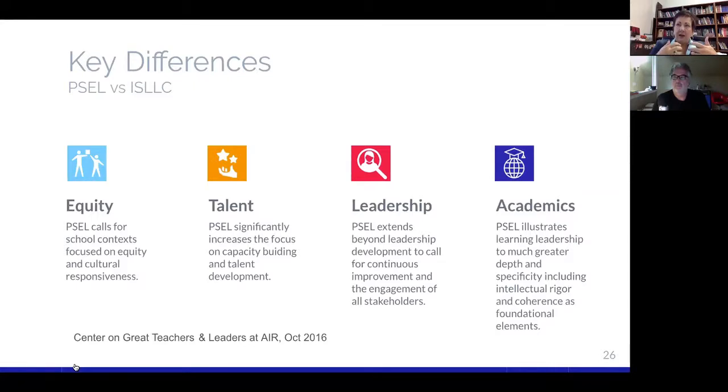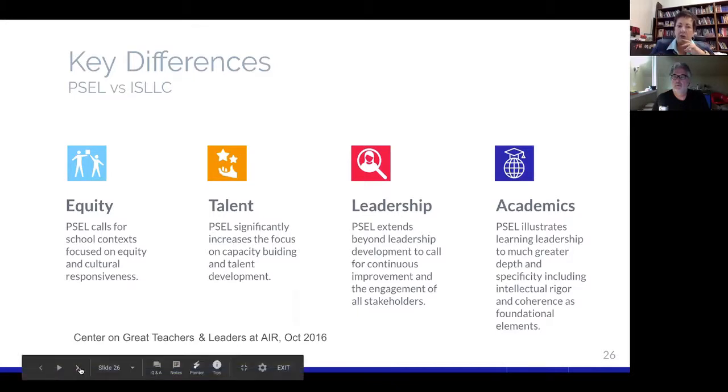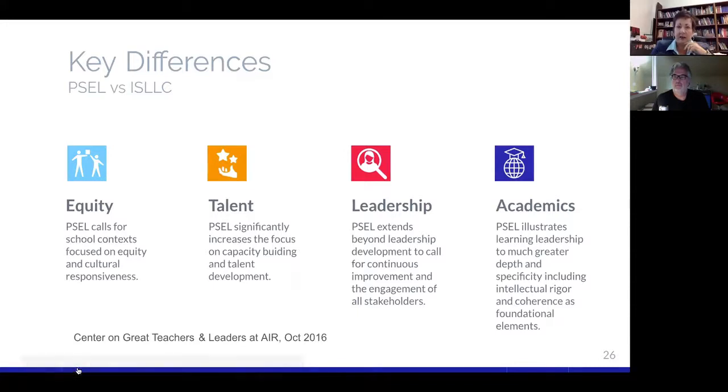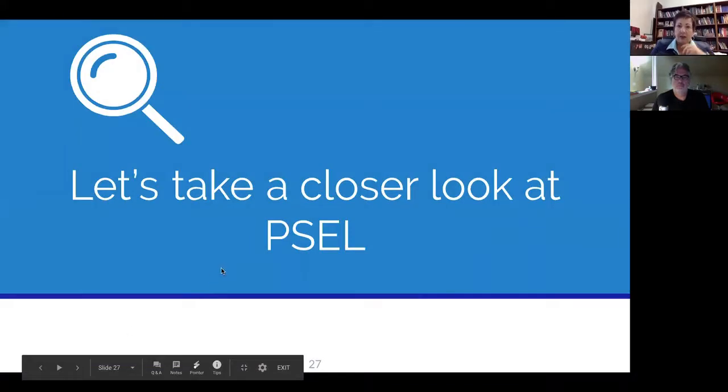If you're a school principal or an assistant principal, an instructional coach at a school, I think you'll read these indicators and elements and say, yeah, that's a good description of the work that I do, or the level of performance I aspire to. So let's dig in and take a closer look at the standards.